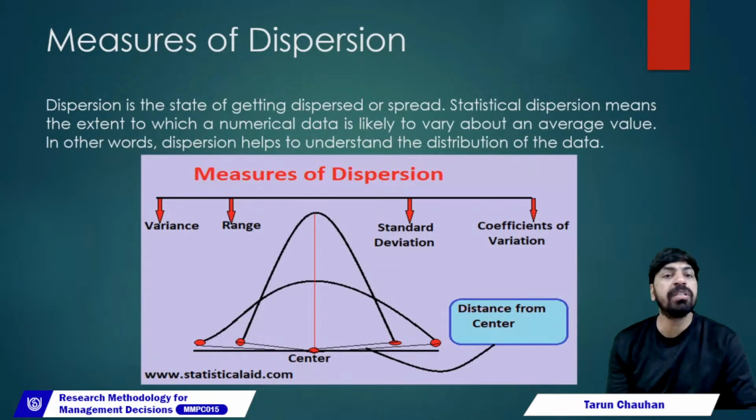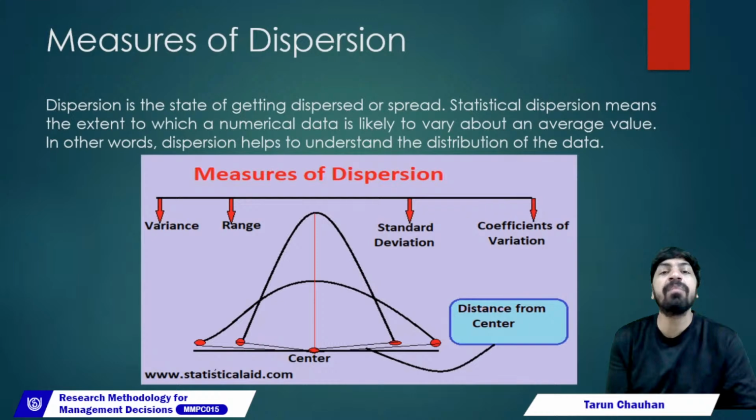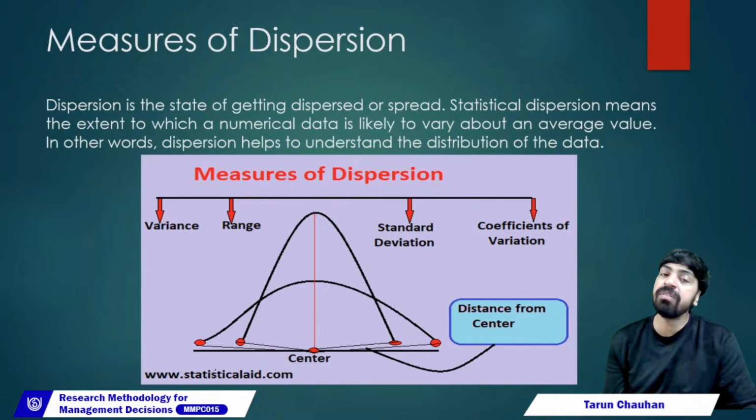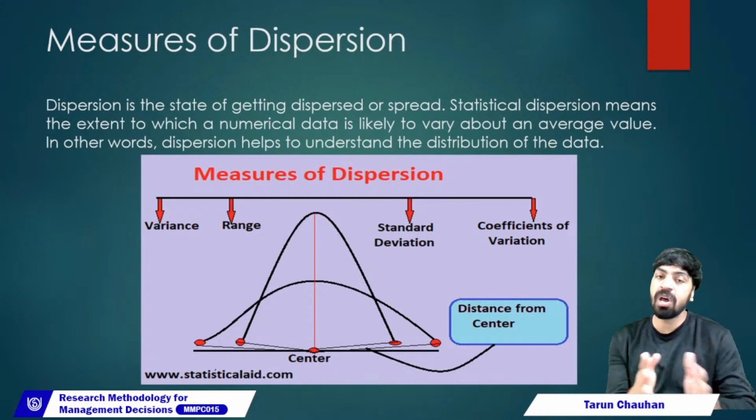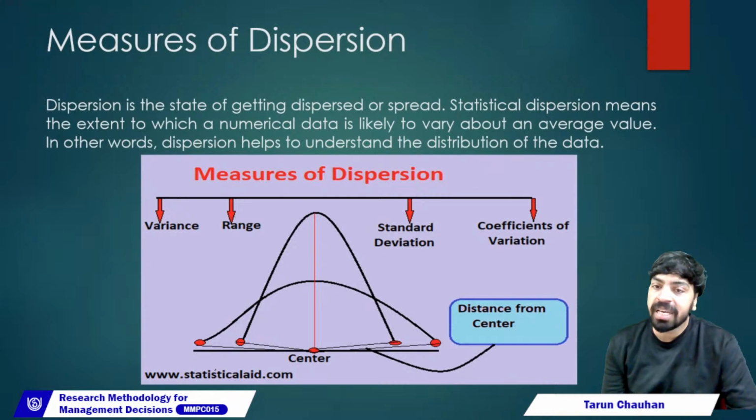Measures of dispersion. Dispersion is a state of getting dispersed and spread. So basically it tells to what extent a particular numerical value is likely to change about the average value. It is one of the tools to understand the distribution of the data. So when we talk about the measure of dispersion, there are four main categories: variance, range, standard deviation, coefficient of variation.